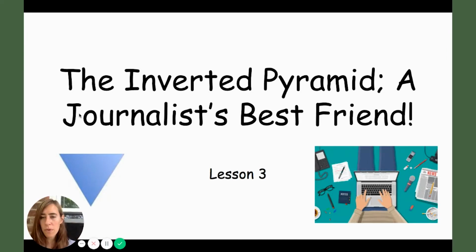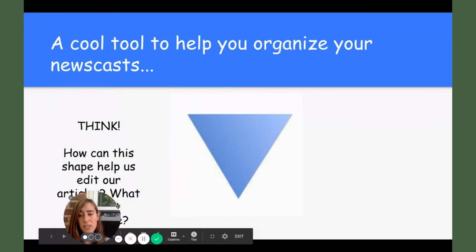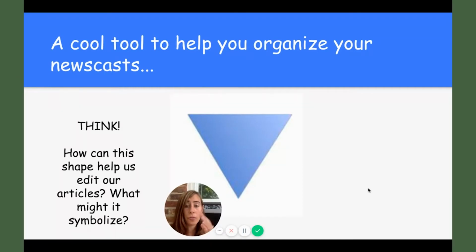So an inverted pyramid is like this little shape here. It looks like a pizza or an upside down triangle. The word inverted actually means changed, opposite, out of order. So this is kind of like an out of order triangle. This is a cool tool to help you organize your newscasts, because right now we have really cool ideas, but we don't really know what order to put them in.